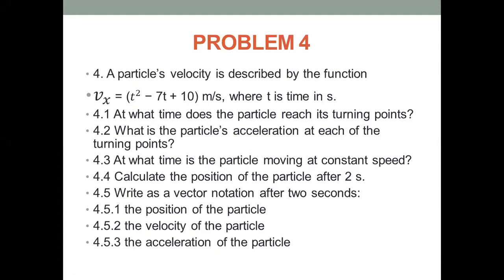It says a particle's velocity is described by the function v along the x-axis equal to t squared minus 7t plus 10 meters per second, where t is time in seconds. So 4.1, they ask at what time does the particle reach its turning point? Okay, let's work out that one.